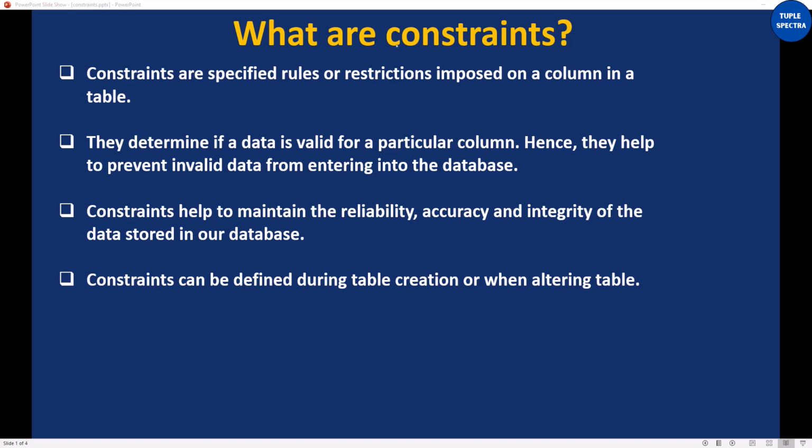So what are constraints? Constraints are specified rules or restrictions that you impose on a column in a table. So basically, you want to specify some restrictions to a particular column in a table. We are going to be looking at some examples of that and different types of constraints, okay?